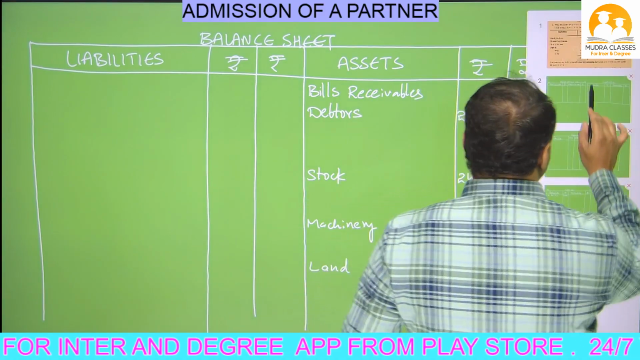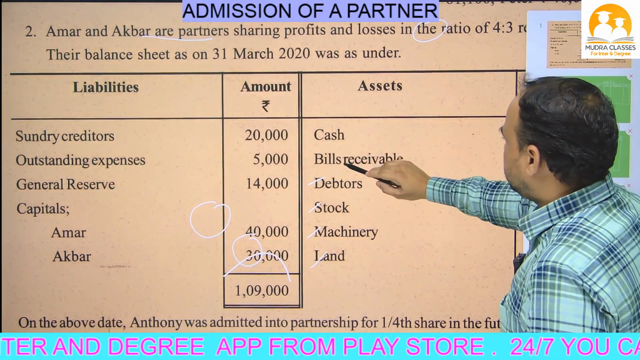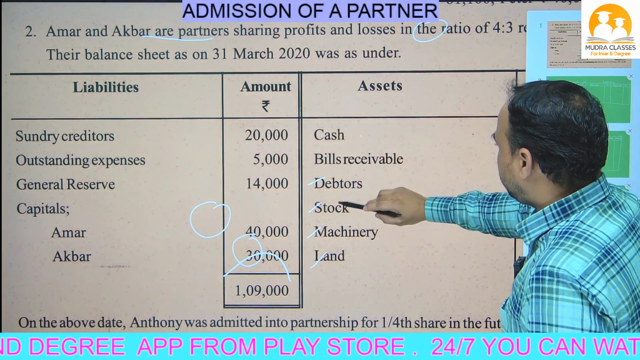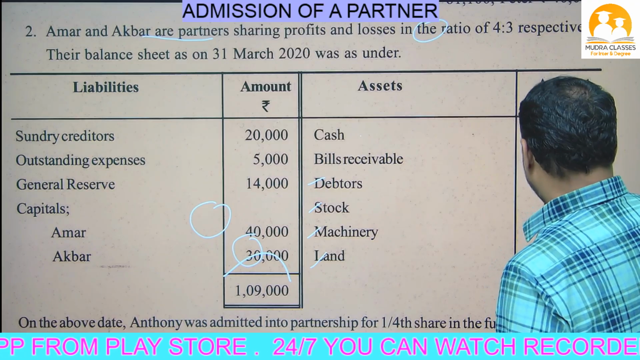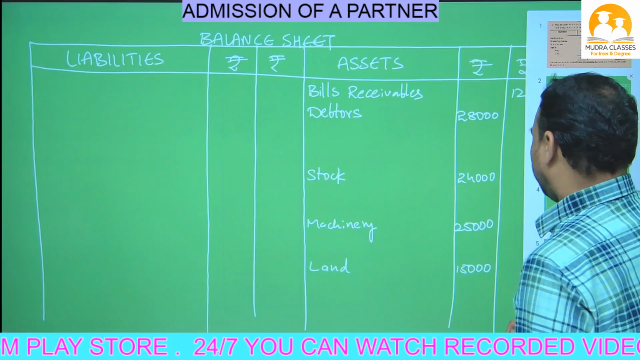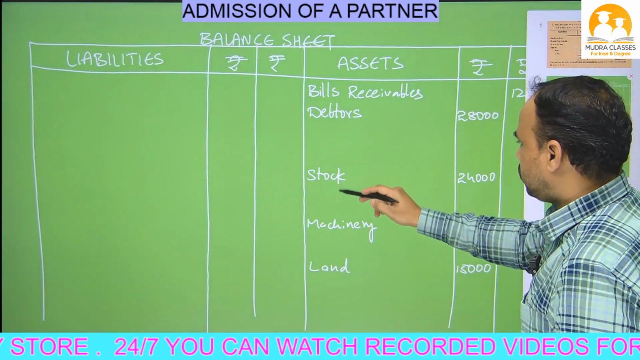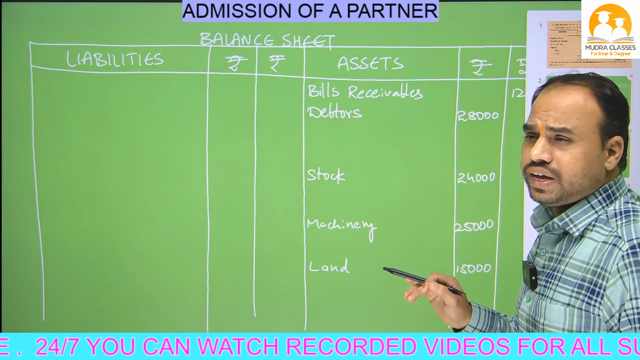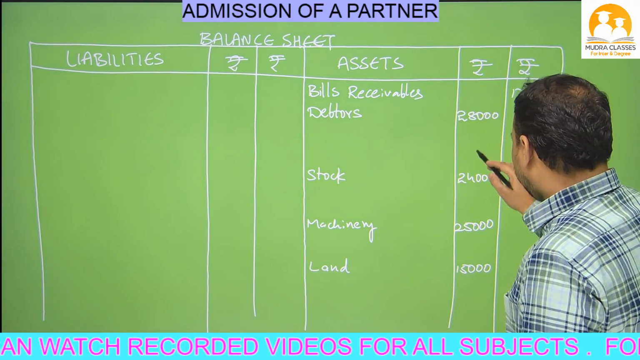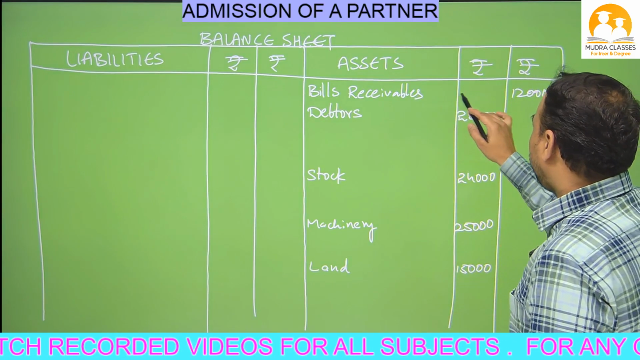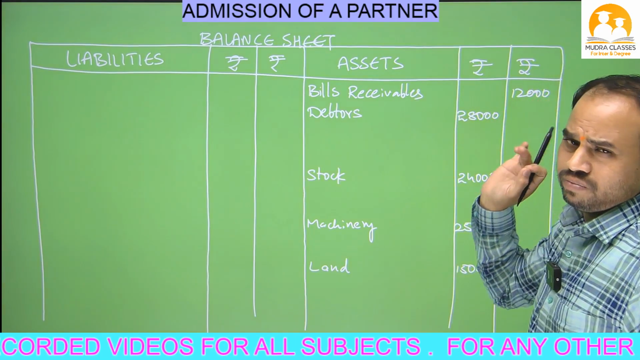See, this is the question. The question said the first item bills receivable is given, then debtors, stock, machinery, land. In the answer also, I have written the same as it is. You can check one time: bills receivable, debtors, stock, machinery and land. What is the difference here and there? The only difference is that whatever is given in the adjustments is written in the inner column, and whatever adjustments are not given are written in the outer column. That is the difference.